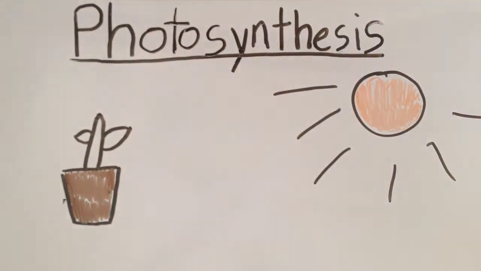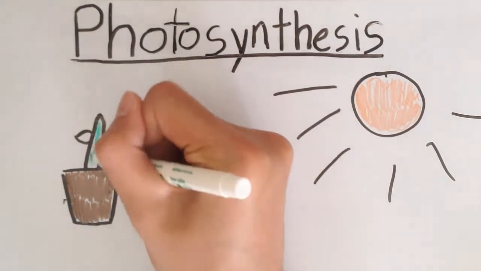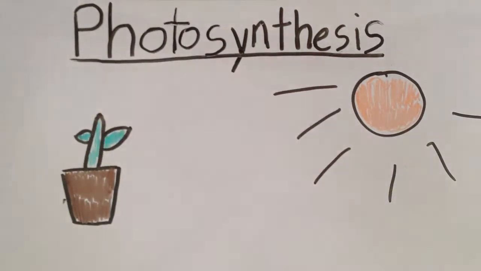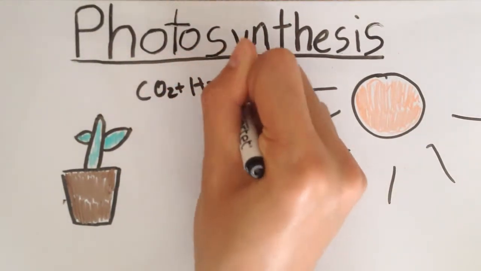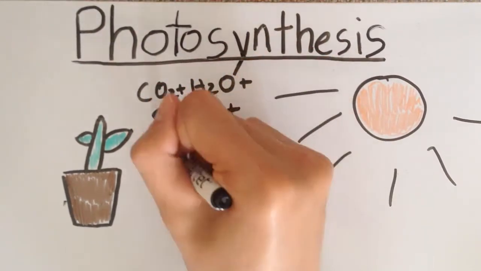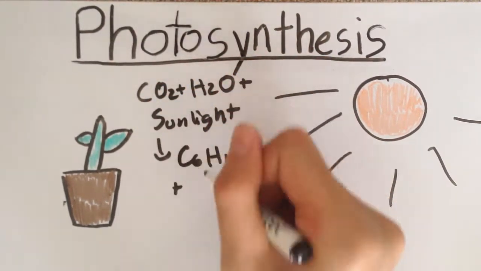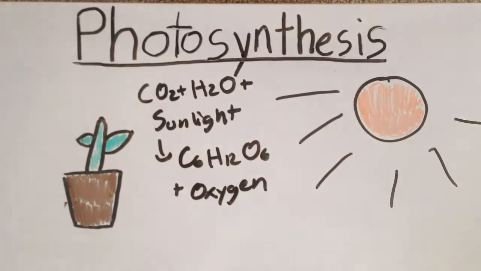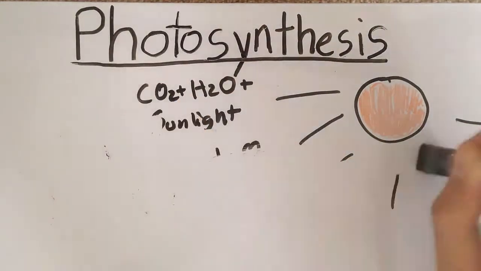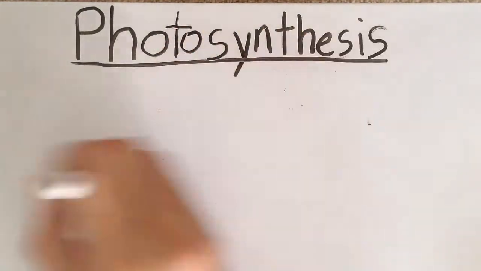The scientific equation for this is CO2 plus H2O plus sunlight, which then becomes oxygen, which is what we breathe, and glucose, which are basic sugars.